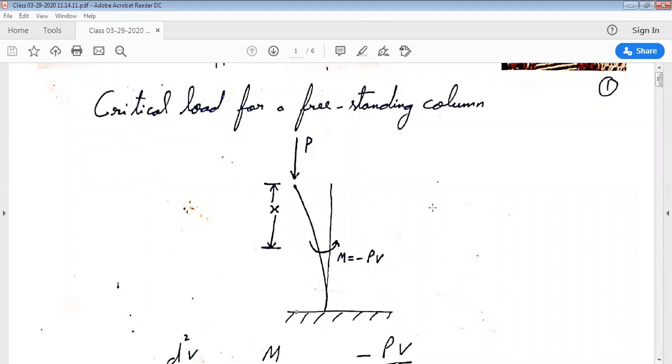Today let us try to understand critical load for a freestanding column. On your screen you are seeing a freestanding column. This column is experiencing a vertical load capital P. If we look at a point at distance x from the top, we can understand that this point would experience a bending moment of minus PV, where V is the deflection of this column at distance x from top.